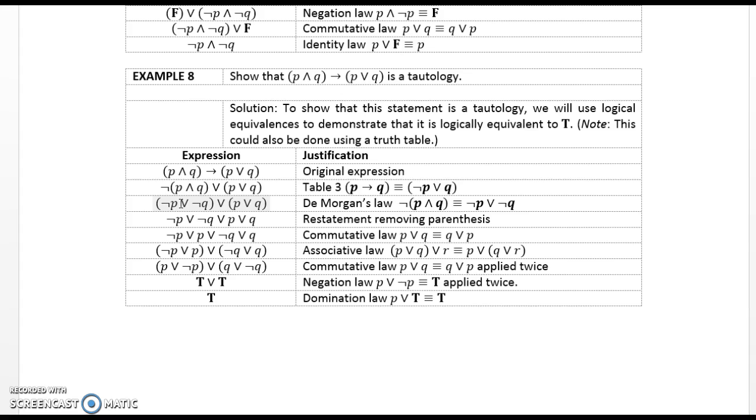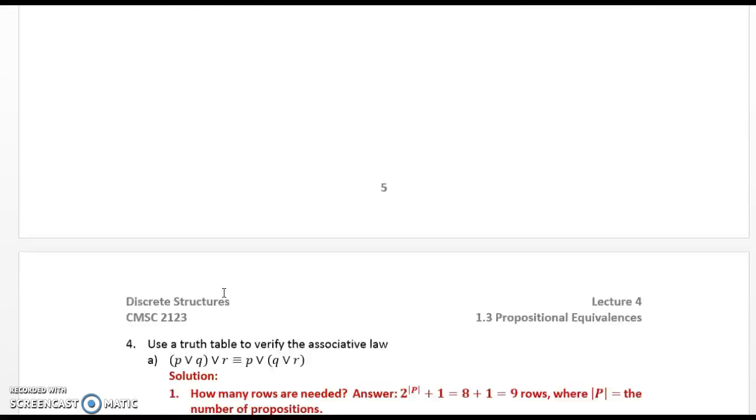We apply De Morgan's law. We have the restatement removing parentheses. We apply the commutative law. We apply the associative law. We apply the commutative law again, and we apply the negation law, and we apply the domination law to find that no matter what happens, this statement is always true.